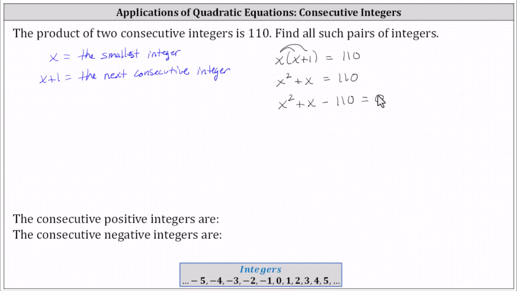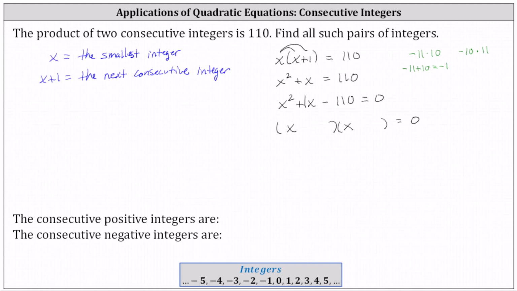If the left side does factor, it'll factor into two binomial factors. Because the first term is x squared, and x times x equals x squared, we have x in the first positions of the binomial factors. The terms in the second positions will be the factors of -110 that add to positive 1. So let's consider -11 times 10, as well as -10 times 11. Both products are equal to -110, but we want the two integers to have a sum of positive 1. Notice -11 plus 10 is equal to -1, and therefore these are not the factors we want.